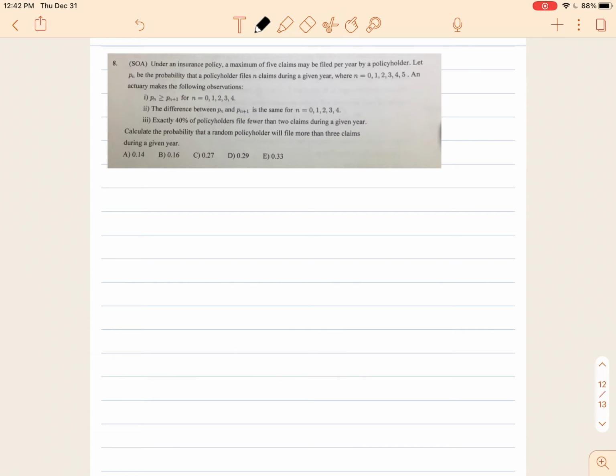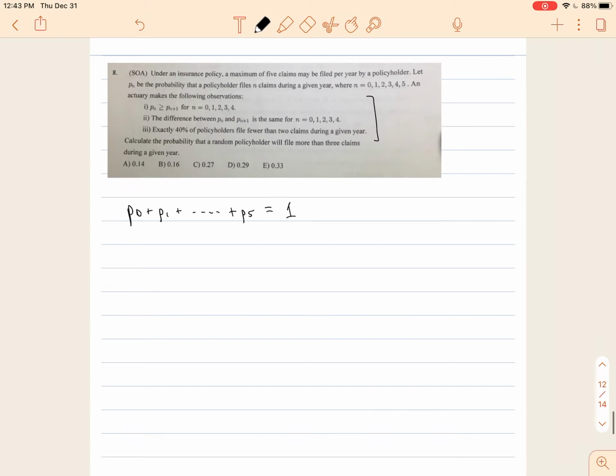Okay, how I want to start this is by putting this given information into equations that we can understand and work with. So the first thing that's pretty obvious is that P0 plus P1 plus all the P's, summing all of them together, should give us 1, right? That's just how probabilities work.